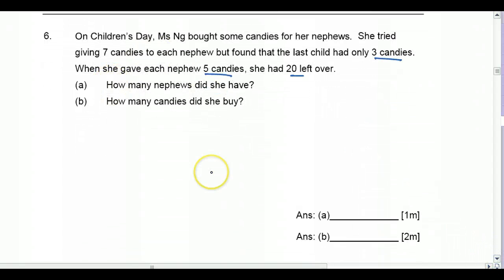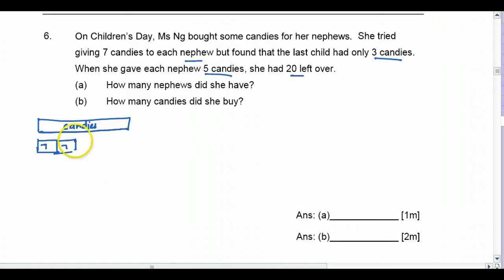I'm going to show you 3 different methods. The first method is using my factor and gap. So I know that at first, this is the total number of candies that Miss Ng bought. She wants to give each nephew 7, another nephew 7, another nephew 7.